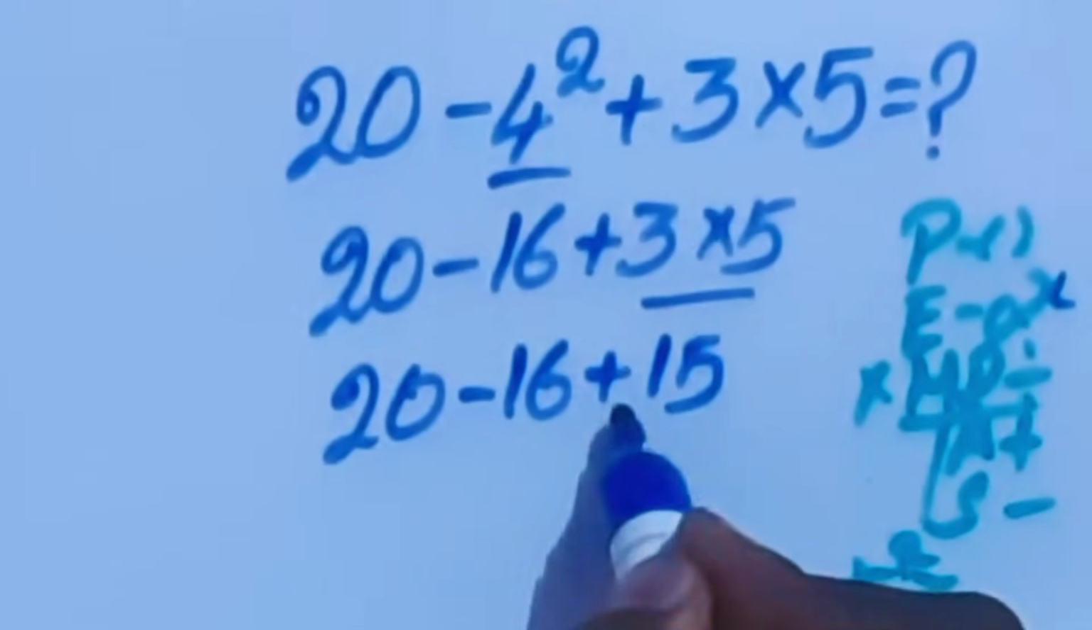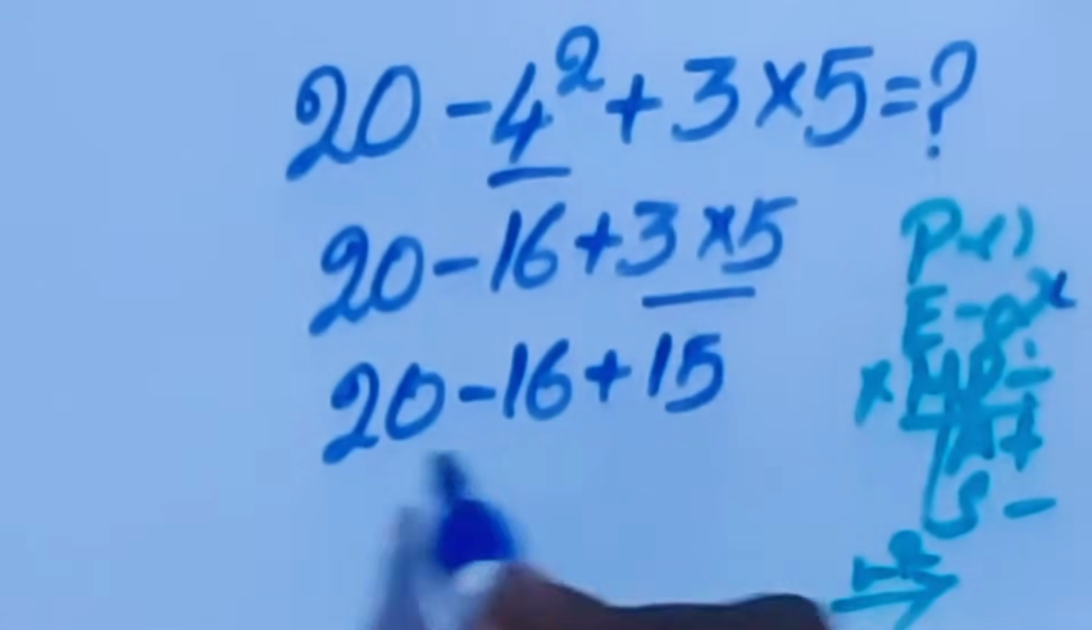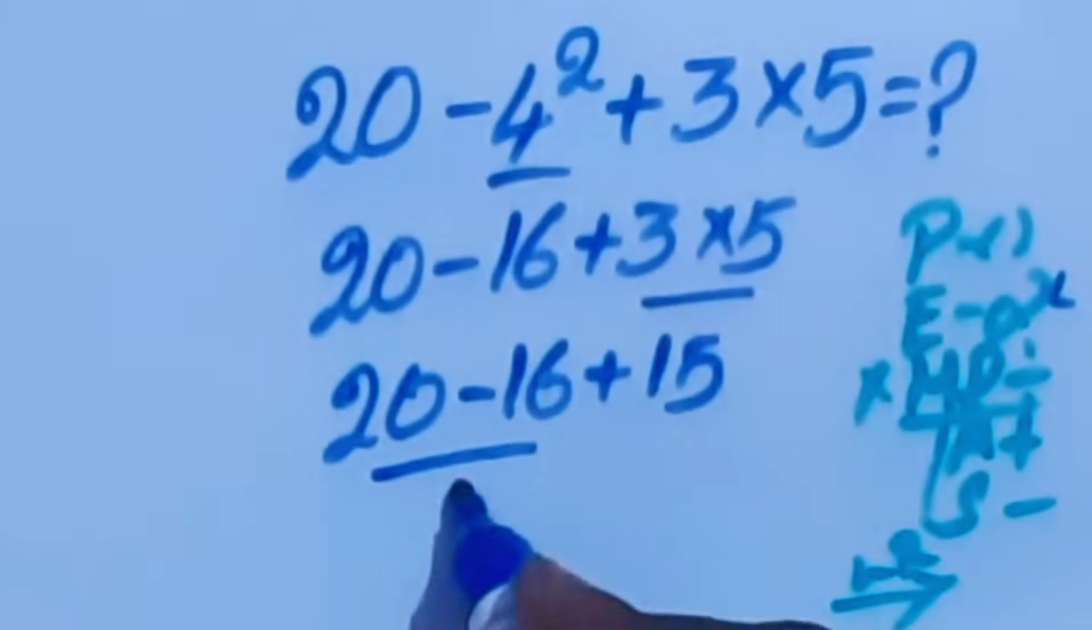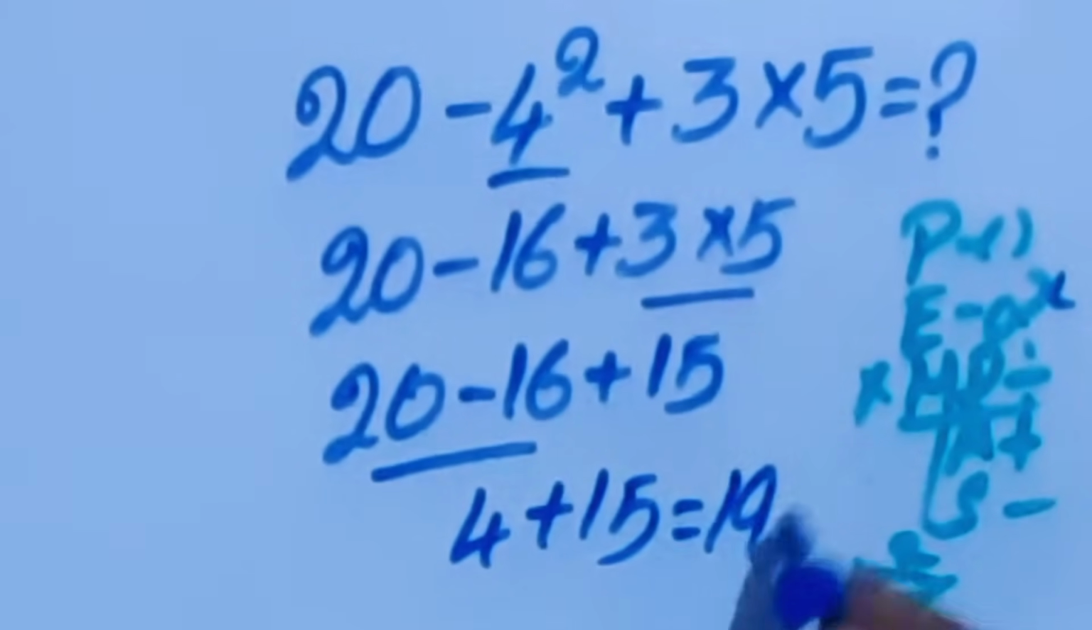Here we have subtraction and addition. Both are equal priority. For equal priority, we have introduced left to right. Here left to right is this one: 20 minus 16. 20 minus 16 is 4 plus 15. Here 4 plus 15 is 19, which is the correct answer.